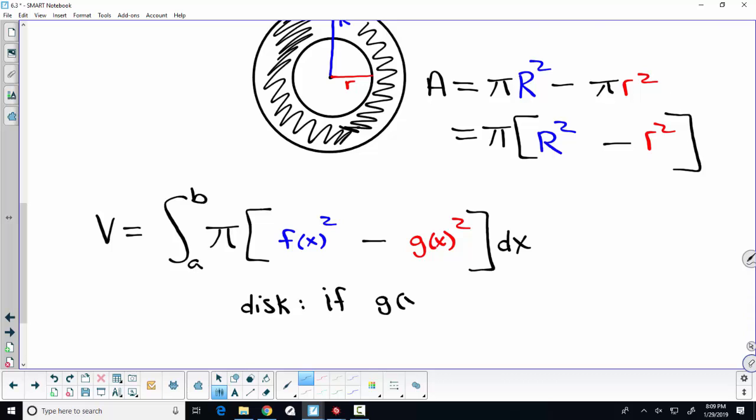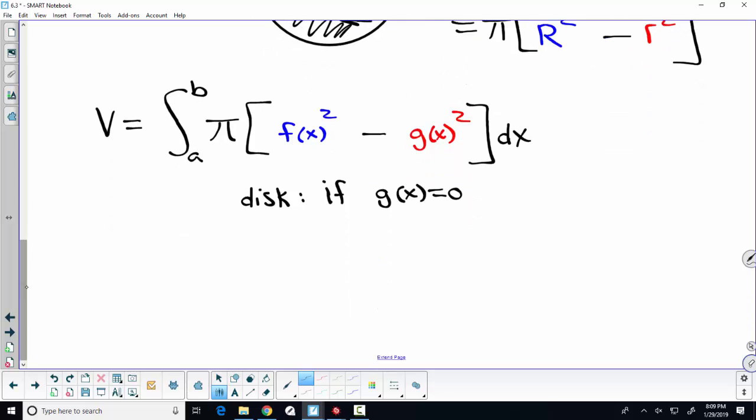If g of x is equal to 0, then that's pi times f of x squared, or just pi r squared, because this is all gone. So the disk method is, in fact, a special case of this particular method, the washer method. Or in terms of y, let's say c to d.